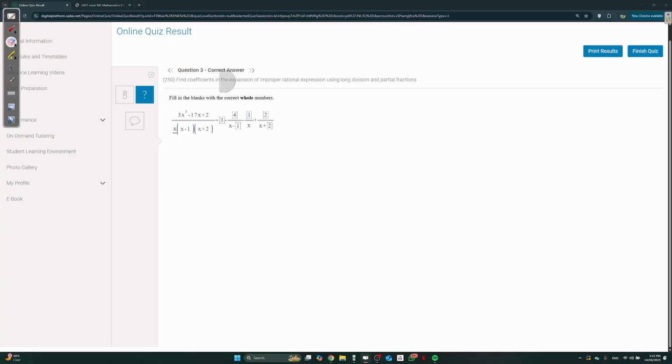So let's do long division over here. Before we do long division, we have to expand this. X minus 1 becomes x squared minus x. And then putting that into x plus 2, you get x cubed plus 2x squared minus x squared minus 2x, which is the same as x cubed plus x squared minus 2x. So this is your denominator. So let's rewrite this over here. This is the same as 3x cubed minus 17x plus 2 over x cubed plus x squared minus 2x.